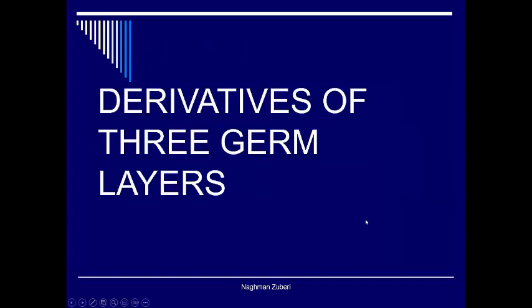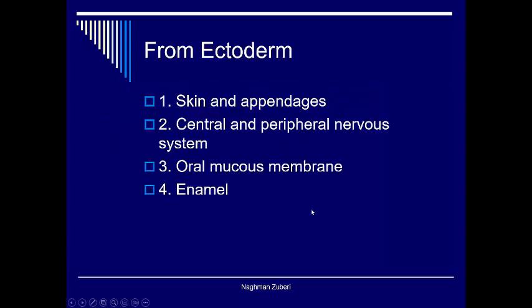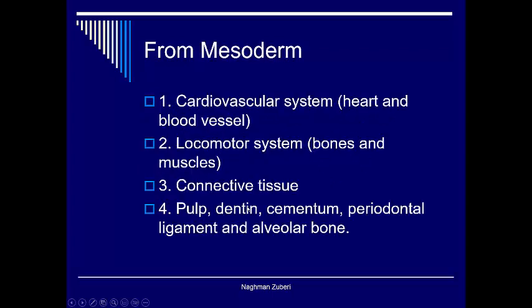Derivatives of the three germ layers. We have already discussed the ectoderm, endoderm, and the mesoderm. So there are three germ layers. So what are the derivatives of those three germ layers? From the ectoderm, skin and appendages, central and peripheral nervous system, oral mucous membrane, and enamel are formed.